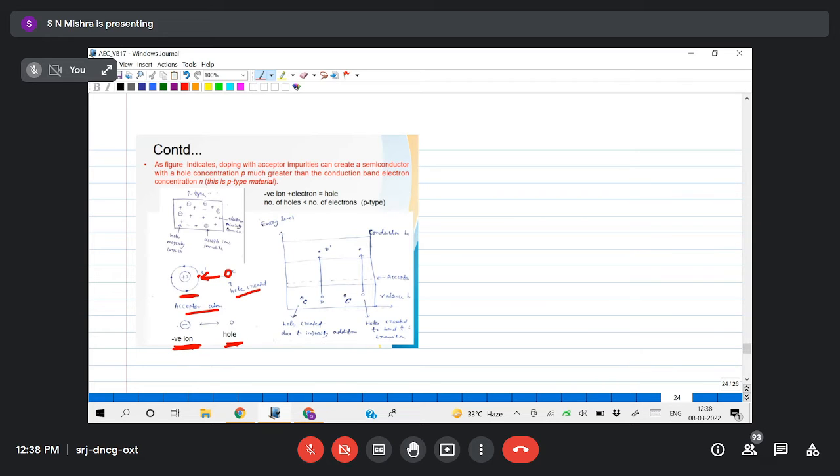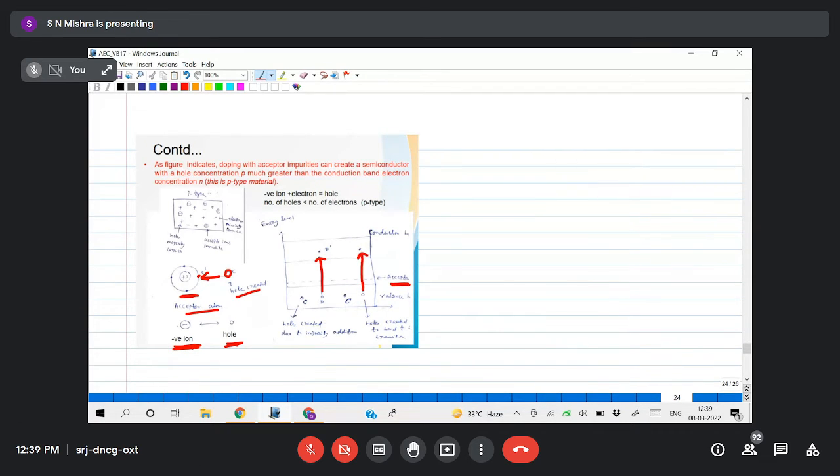Now tell me, if I add 15 boron atoms in an intrinsic semiconductor, how many ions and how many holes will generate? 15 ions and 15 holes will generate. After that, if I increase the temperature, as many covalent bonds as break, that many electrons and holes will generate. Same thing, this is also band-to-band transition and impurity ionization, like N-type material. The only difference is that this level is near the valence band.